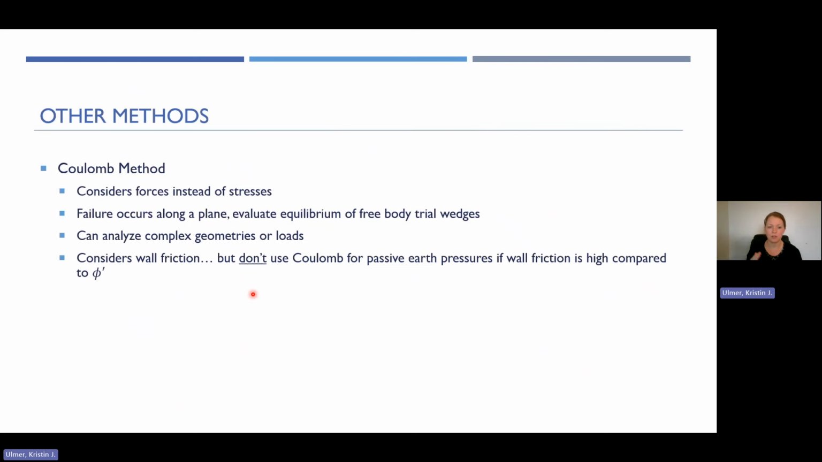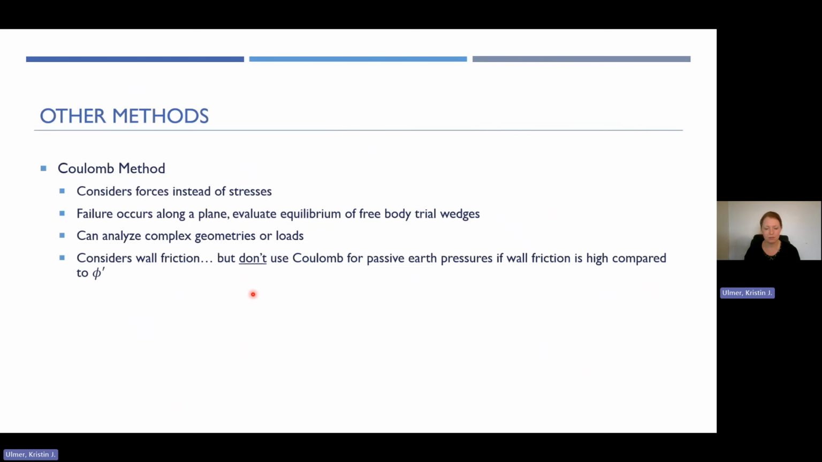So you assume failure occurs along a plane, and then you can evaluate the equilibrium of these free body trial wedges. So you draw these wedges on an assumed failure plane and see if you get equilibrium of all your forces. This can take a little bit of extra time, but can be pretty helpful, especially in conditions where you don't feel like Rankine is applicable. You can use it to analyze complex geometries or loads, right? Rankine really works for where you have slope backfill, but if you have really complex geometries or you have non-constant pressures or loads, then Coulomb is a great choice.